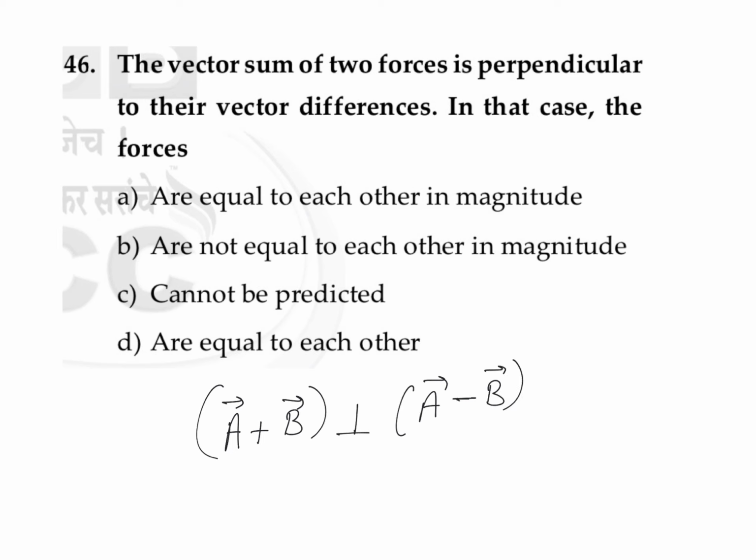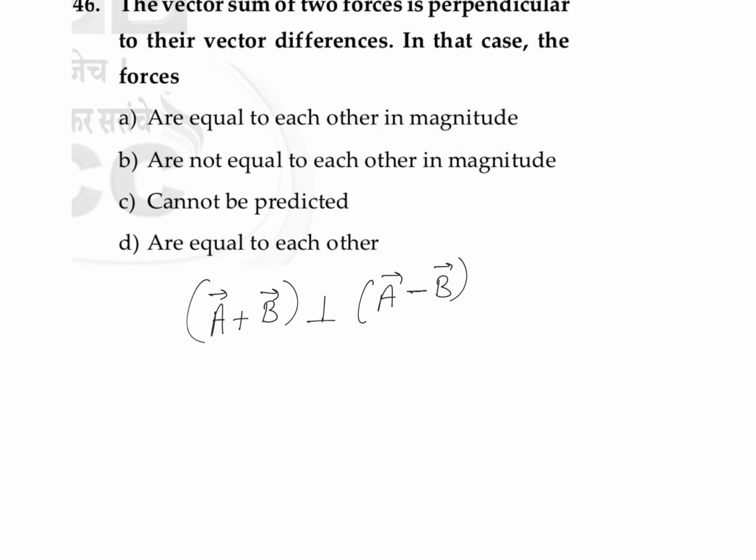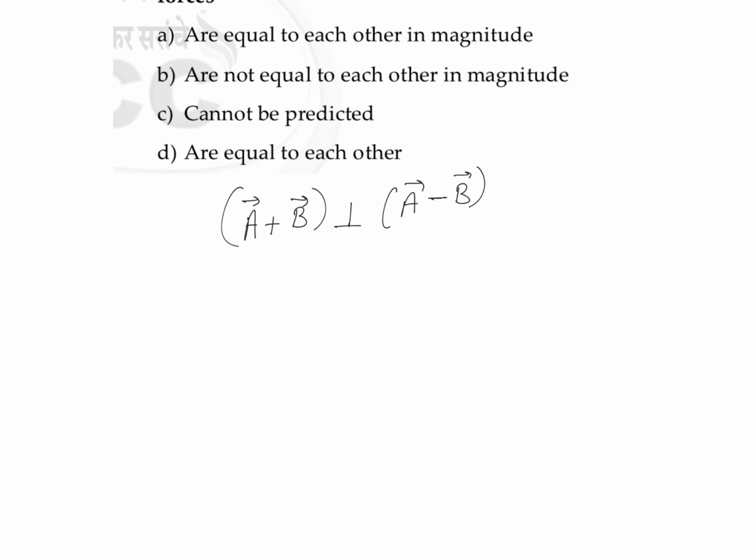Vector difference means A minus B. Vector addition, the vector sum, means A vector plus B vector. And the question is indirectly saying that A vector plus B vector is perpendicular to A vector minus B vector. So what is the angle?